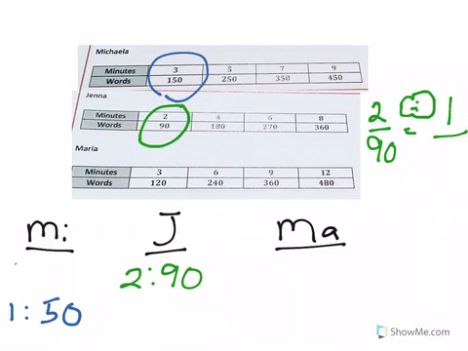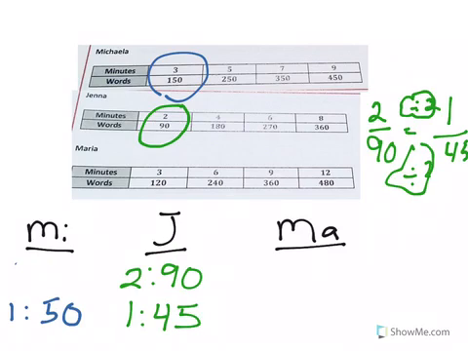So I know 2 divided by 2 gives us 1. You do it to the numerator, you've got to do it to the denominator. 90 divided by 2 gives us 45. So for every 1 minute that she types, Jenna types 45 words.